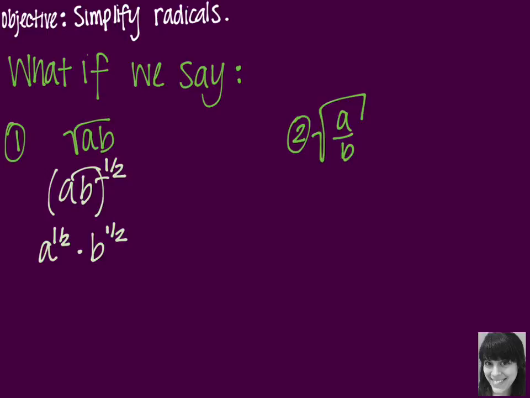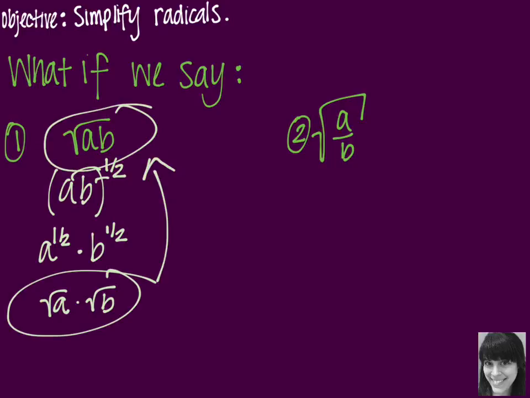And I know that 1/2 is the square root, so I can go back and put the square root of a times the square root of b. These two things are the same. So it would be okay, if you had something like this, to separate them like this.